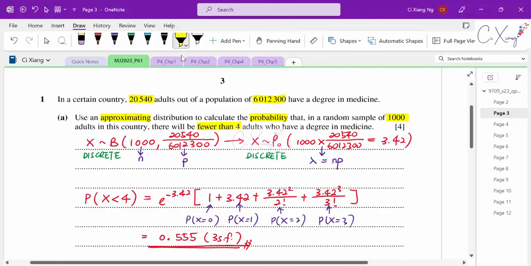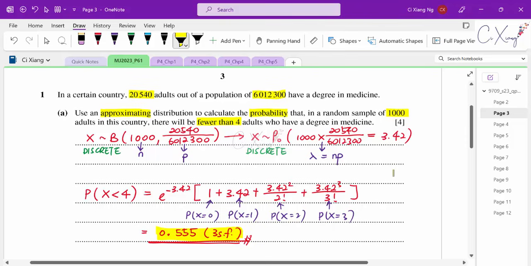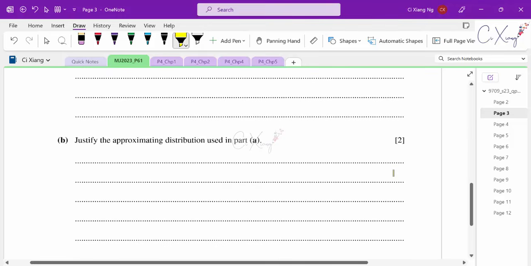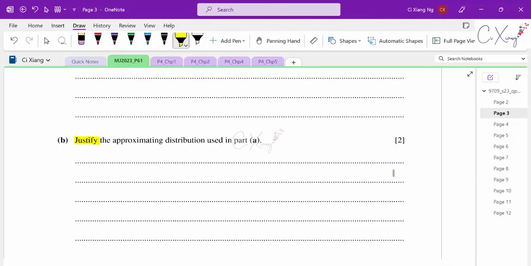So this is basically how we answer the first question, part A. Alright, now let's proceed to part B. For part B, justify the approximating distribution used in part A. So they want us to justify how we change the binomial into Poisson. There are certain criteria that we need to fulfill.